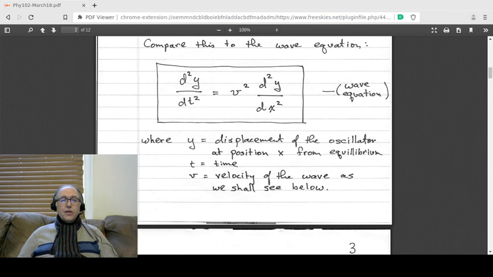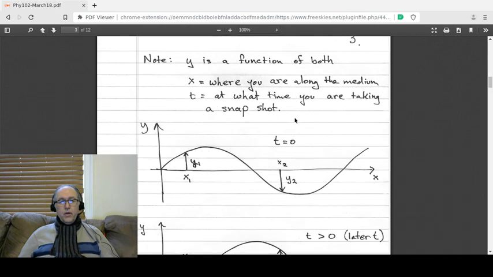So let's take a look at this y as a function of x and t, so we understand that better. Here what you see is that y is a function of both x, and that is where you are along the medium. The medium is just the material that is sustaining the wave. Or you can think of the medium as the collection of all the oscillators that make up the wave. In this case, we're thinking of maybe a string. So you can see in my first graph, x is the horizontal axis and y is the vertical axis.